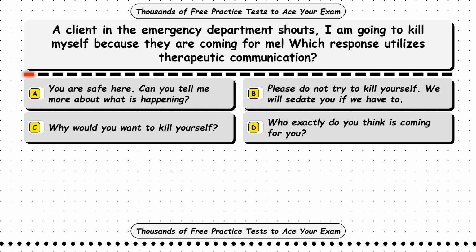Question 8. A client in the emergency department shouts, "I am going to kill myself because they are coming for me." Which response utilizes therapeutic communication? Option A, "You are safe here. Can you tell me more about what is happening?" Option B, "Please do not try to kill yourself. We will sedate you if we have to." Option C, "Why would you want to kill yourself?" Option D, "Who exactly do you think is coming for you?"